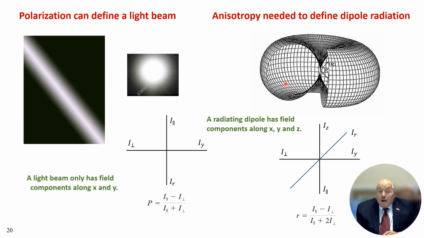And this is just to remind you why we use anisotropy instead of polarization, because if you have just a light beam, you can define its polarization by looking at it through a polarizer, but the radiating dipole has fields in all directions, so the correct expression to represent the total intensity is I parallel plus 2I perpendicular, rather than just the sum down here.